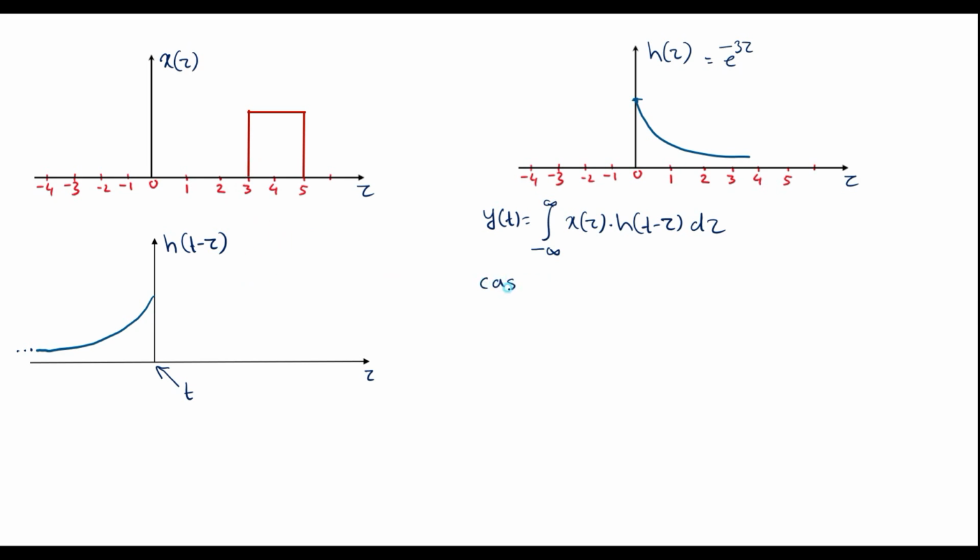We'll consider case 1, when t is less than 3. That is, t is less than 3, there is no overlap between x of tau and h of t minus tau. Therefore, the value of y of t is equal to 0, because for t less than 3, x of tau is equal to 0. Therefore, y of t is equal to 0. That is for t less than 3.